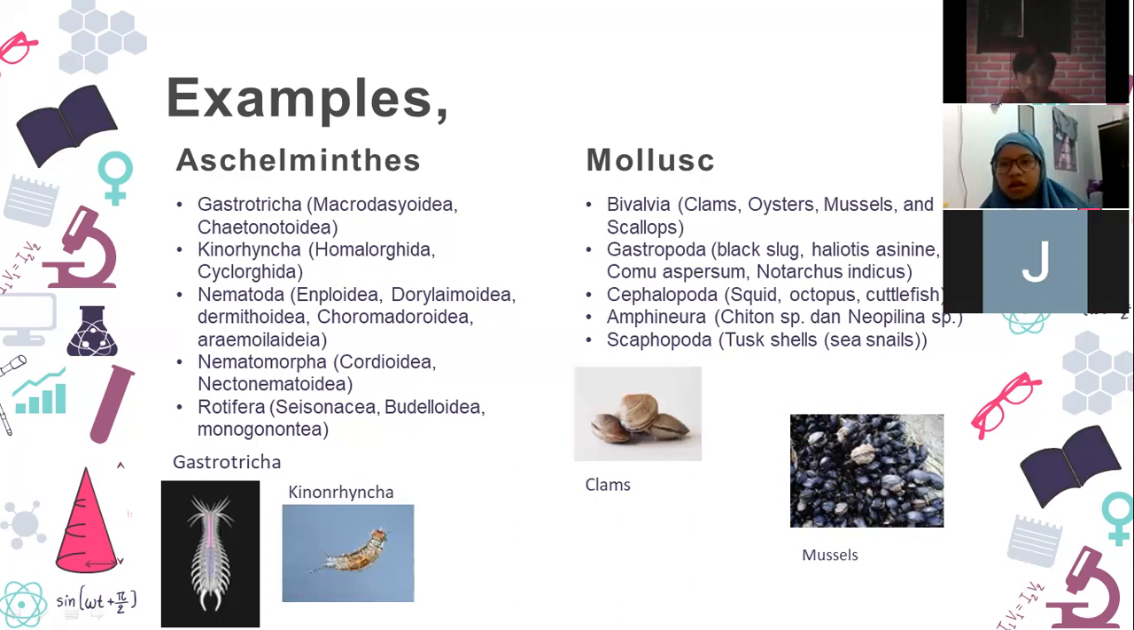And also for the mollusks, their classes include Bivalvia, Gastropoda, Cephalopoda, Amphineura, and Scaphopoda. The picture we can see here is clams and mussels, which are really mollusks. I'm so sorry, I think they're not pests, but maybe pests like sea snails can be. All right, next.